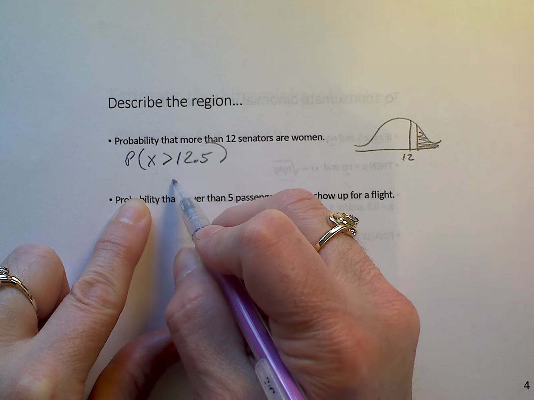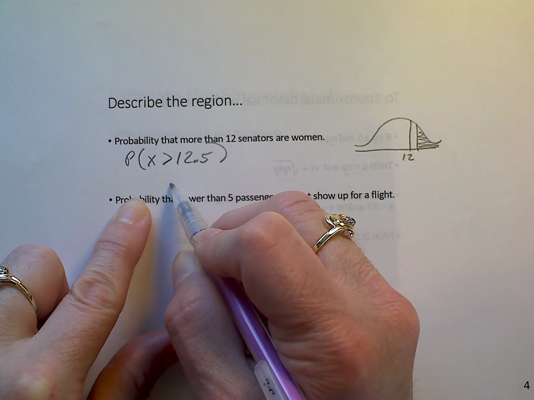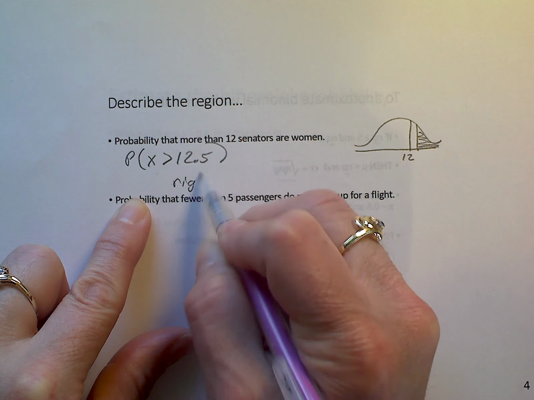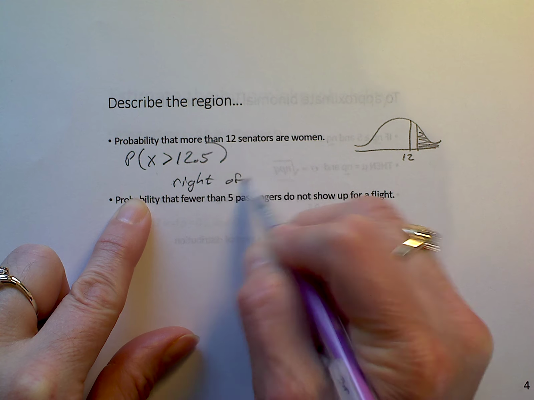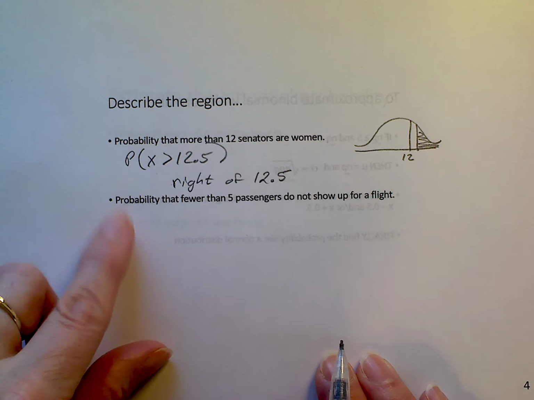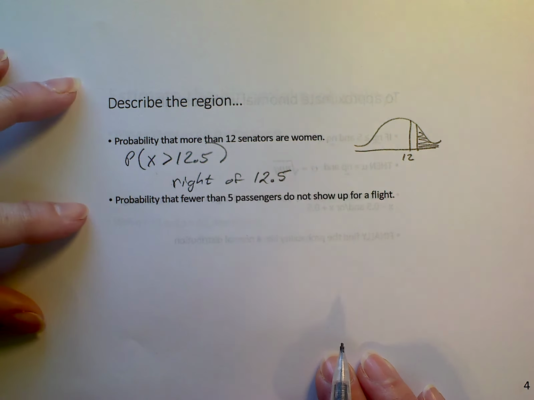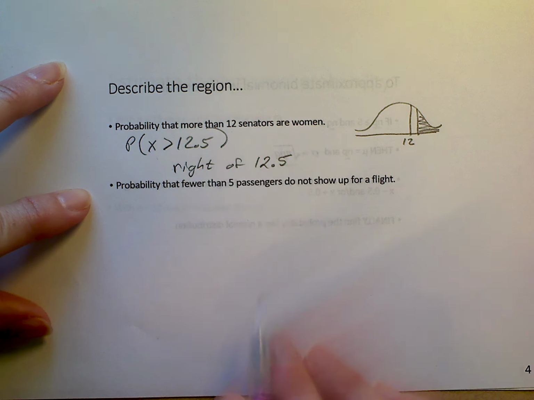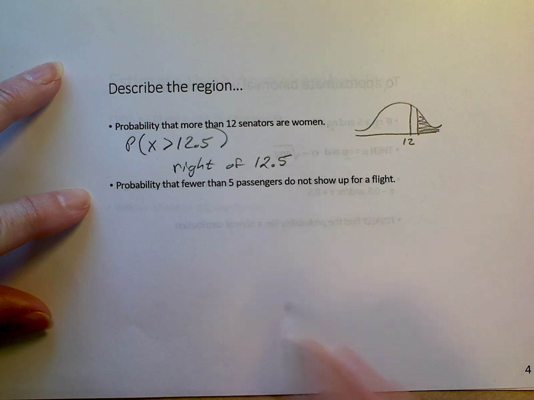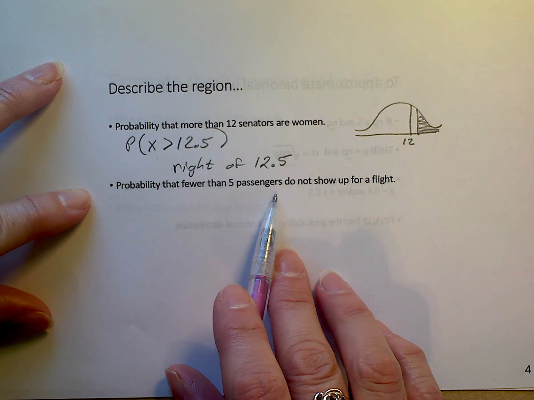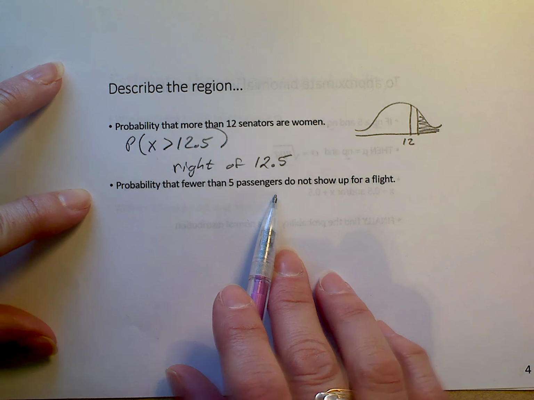You're going to describe this as right or left. So we're going to go to the right of 12.5, or 12.5 and everything to the right. I don't know how it says it exactly on the program, but that's what it means. I'm going to show it to you all 3 ways so that you know what's going on when you get there.